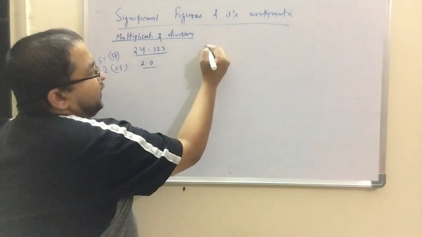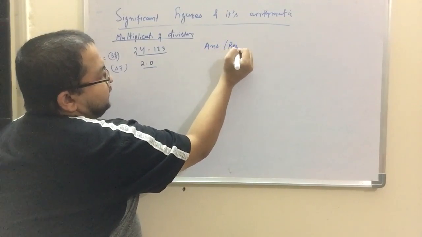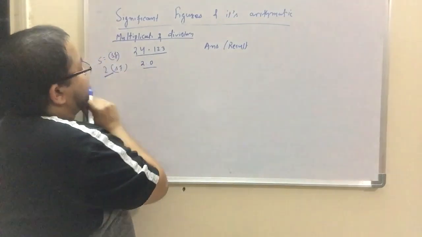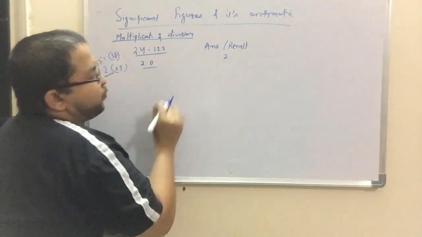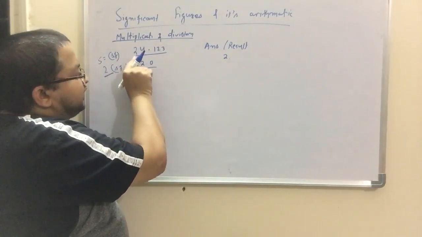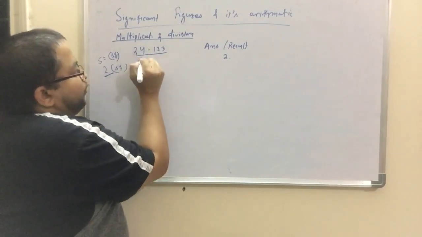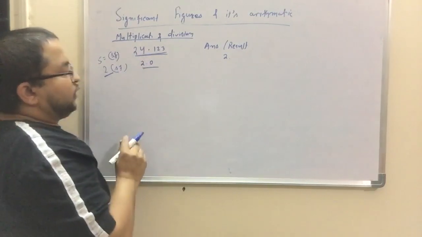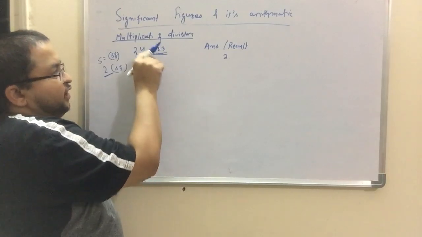So our answer, or resultant, should have the least number of significant digits among these quantities. So it should have only 2. Which means after the second digit from the left, we need to do the rounding. So it's 24.1232 and 2.0. Now 2.0 already has 2 significant digits, so we need not make any change here, but we need to make changes here.